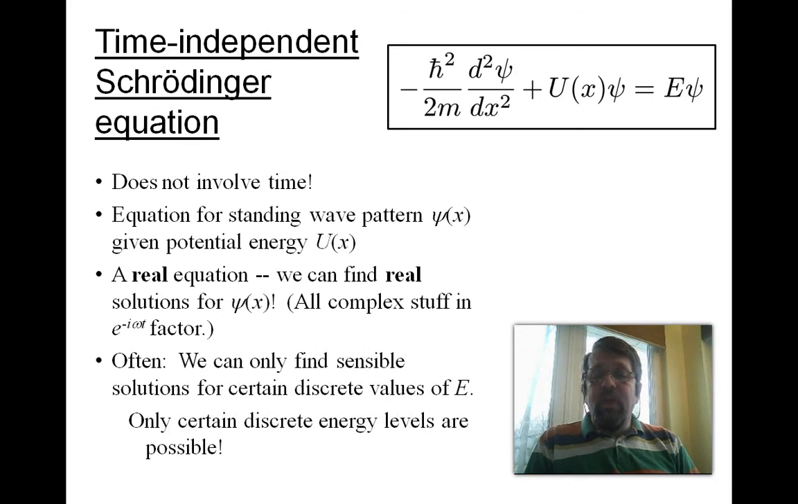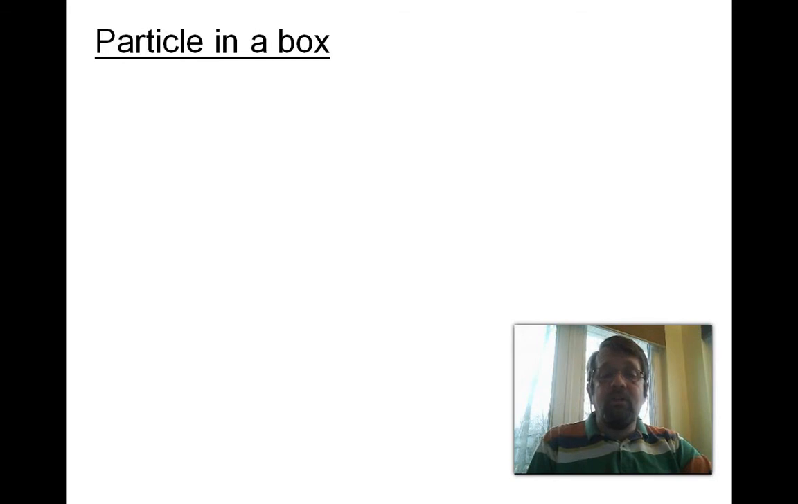And often, it turns out we can only find sensible solutions to this equation for certain discrete values of the energy E that appears on the right-hand side. And that means that only certain discrete energy levels are possible for the system. Now, we, of course, have seen that before in the particle in a box. And we can apply the Schrodinger equation to see how that works out.